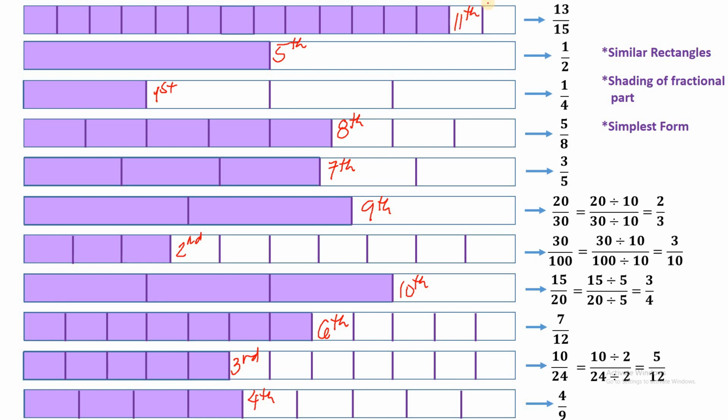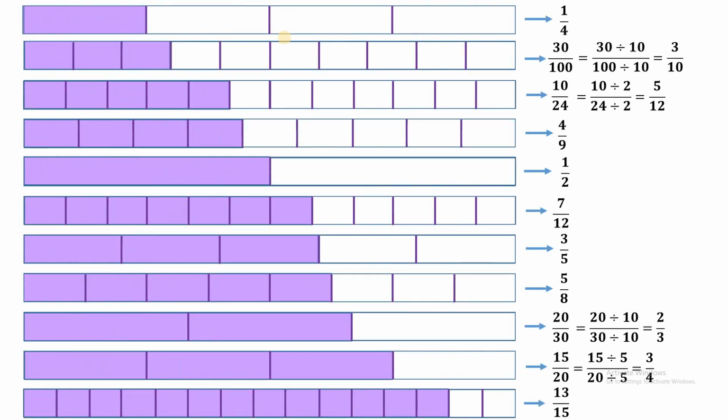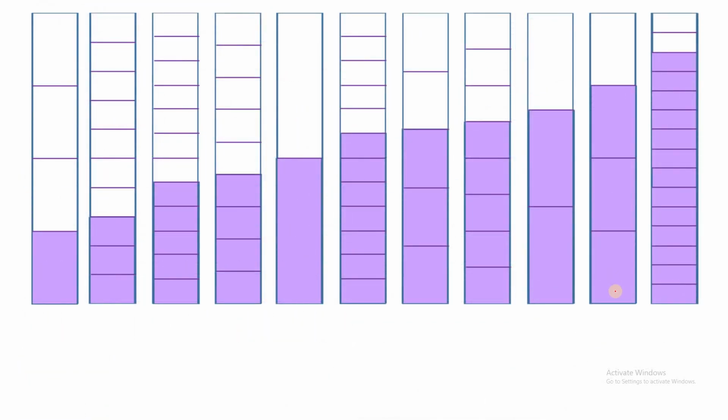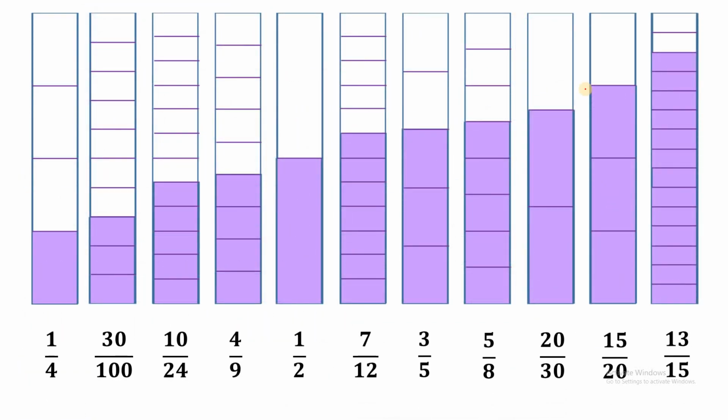So this is a visual representation of all those fractions. And to give you a better picture of this ascending order, let me show you this arrangement. So you can tell that the first one is 1/4, followed by 3/10, 5/12, up to the last one, which is 13/15. Aside from doing this in horizontal form, we can also represent this in vertical form. There you go. And these are your fractions, which are already arranged in ascending order.